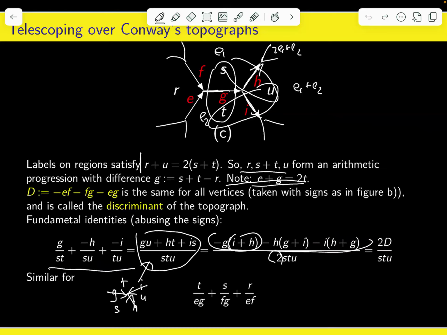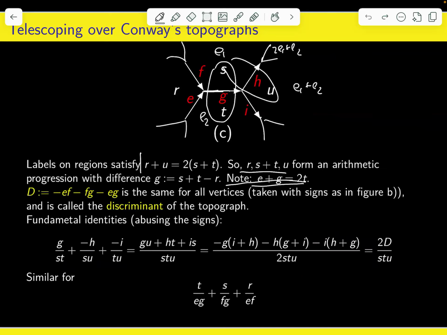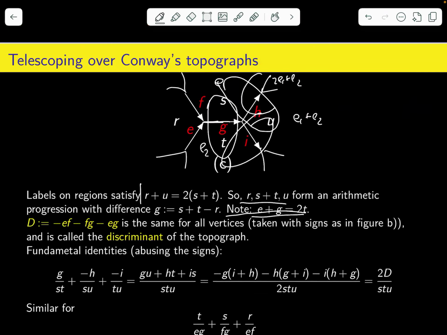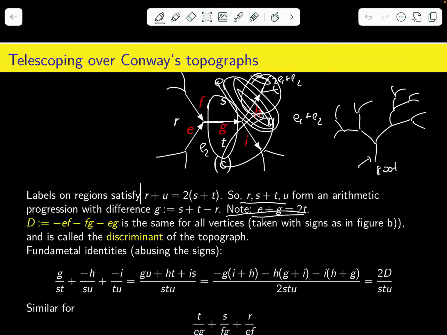Right, so what was the telescoping? Just look at the picture here again. Here I have G divided by ST, then minus H divided by US, and I divided by UT. Then I have the same sum for this vertex, so I add this thing and subtract this and this. For the graph, it looks like that. You have a nice tree, and you have a root. The sum that corresponds to the root remains, and all the internal terms cancel, and then I have a crown.